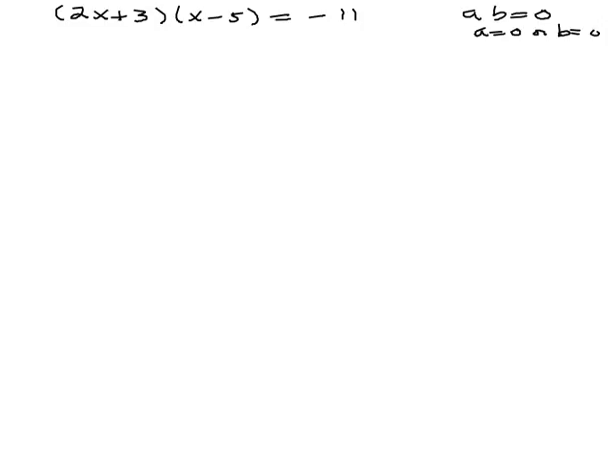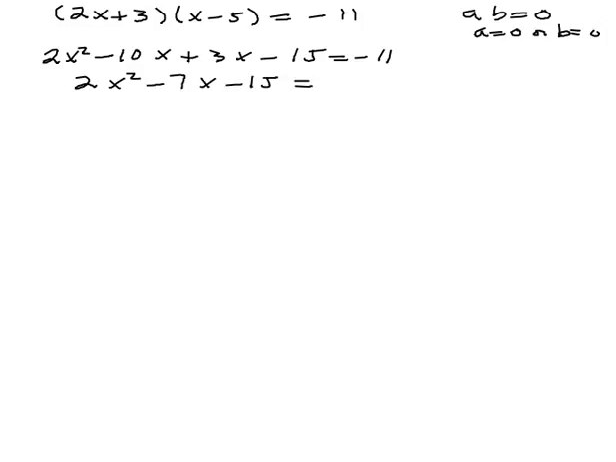So if we want to use this property of 0, we have to have 0 on one side of the equation. Our only choice is to multiply out the left side. So we get 2x squared minus 10x plus 3x minus 15 equals negative 11. Now we'll combine like terms on the left side. 2x squared minus 7x minus 15 equals negative 11.